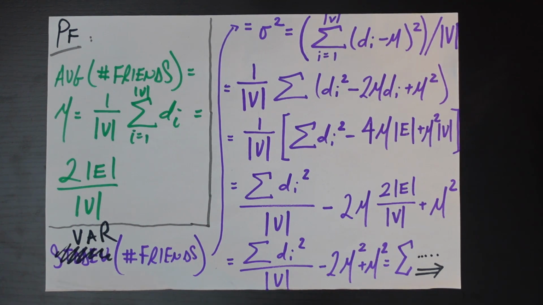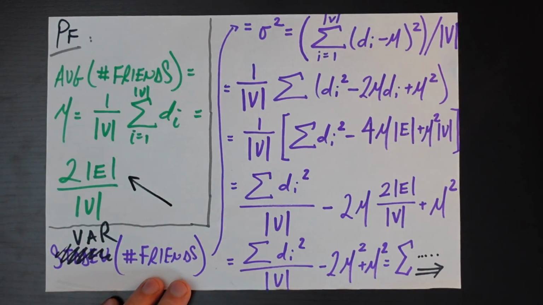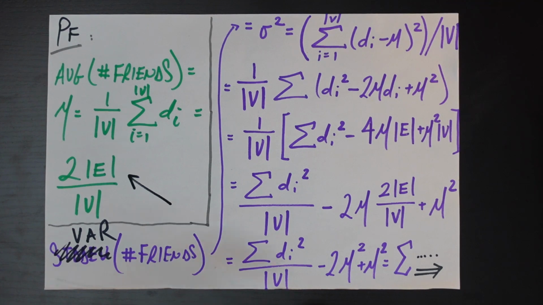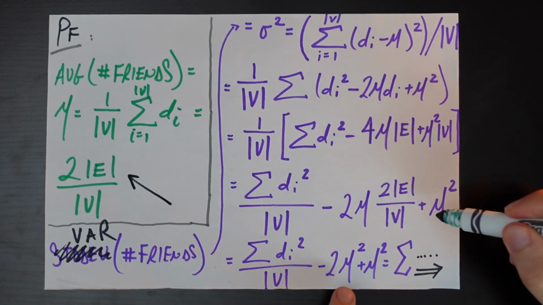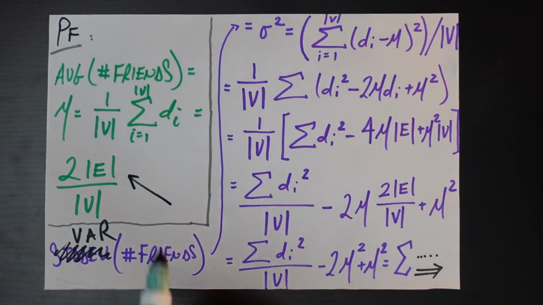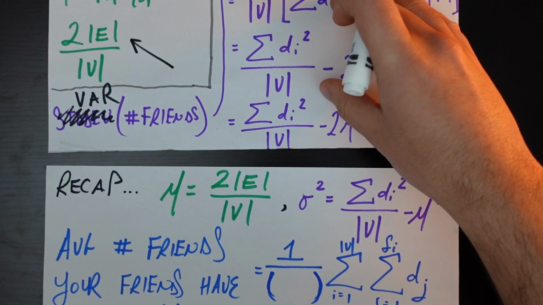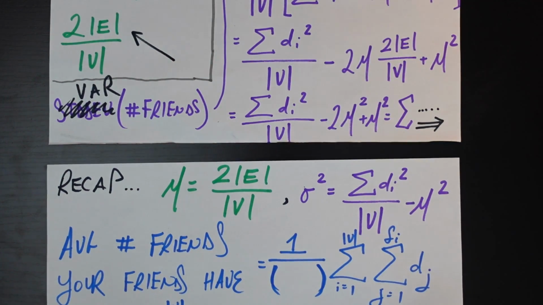Simplifying one more time here, this part is unchanged. What is 2 times the number of edges divided by the number of vertices? Well, boom, we know that is exactly the definition of mu. So we get minus 2 mu squared plus mu squared here. And so bringing to our last page of the proof here, let me just put this above for a second so we can make sure everything lines up.